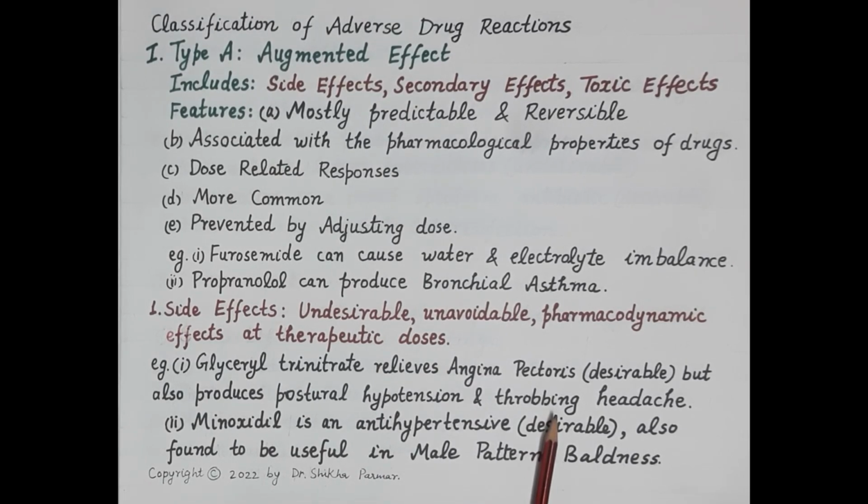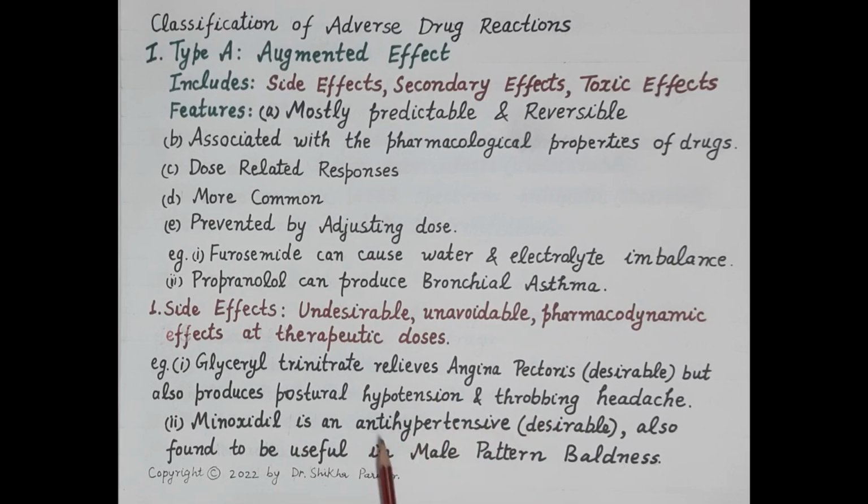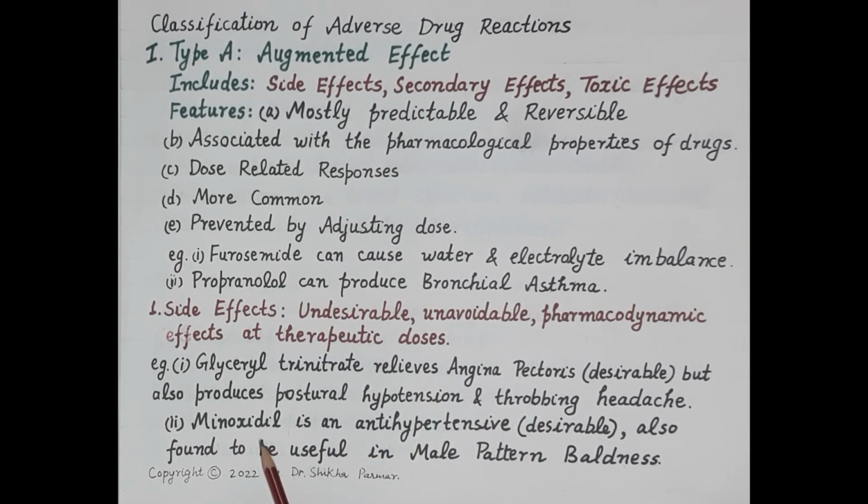Now, a very important aspect of side effects is that in the case of a few drugs, their side effects are also useful and are used in the treatment of other diseases. For example, minoxidil. Minoxidil was first introduced as an antihypertensive drug, but it was found to produce hypertrichosis, that is, it caused excessive hair growth. And later, a topical formulation of minoxidil was found to be useful in male pattern baldness, that is, to grow hair on the scalp.